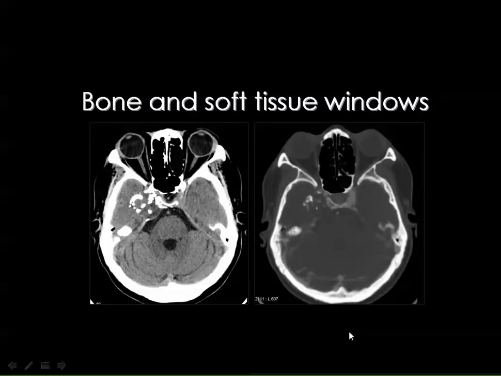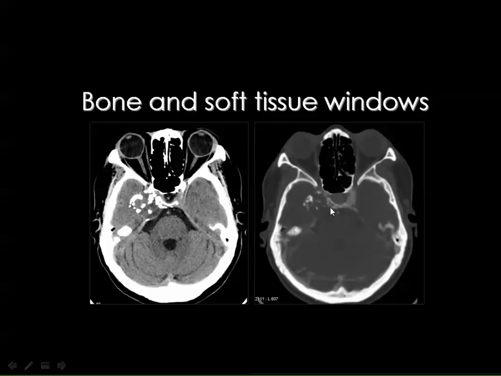Then in the paranasal sinuses, the full study, we usually have the soft tissue window and the bone window images. And for anyone who is not in the radiology practice, this is the soft tissue window and this is the bone window. In the soft tissue window, you can see the details of the soft tissue structures, and in the bone window, you can see the details of bone and bone-like lesions.